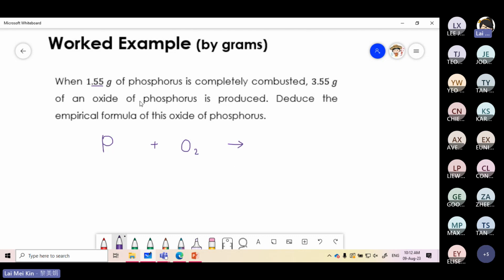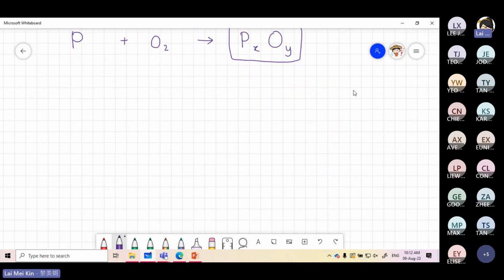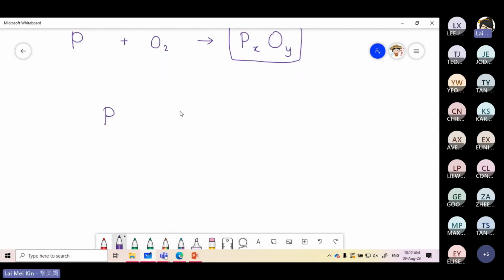I will produce oxide of phosphorus. What does oxide of phosphorus mean? Phosphorus with oxygen, but we don't know the formula. Deduce the empirical formula of this oxide. So this oxide will have phosphorus and oxygen. I need to deduce what the formula is.